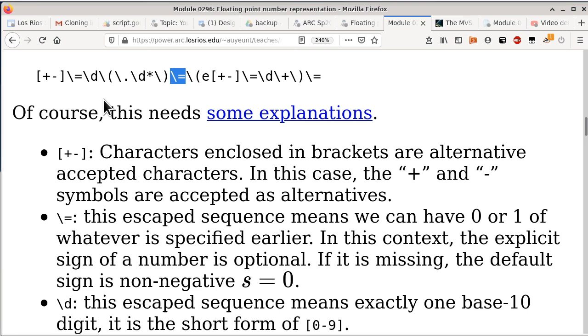That means you have to have a digit? Yes, this digit is mandatory. But this digit, and any number of this digit, has to follow the dot. But the entire thing, the dot and also all the digits to the right-hand side of the dot, is optional because of this backslash equal to. The backslash equal to applies to whatever is right before it, and that turns out to be this entire block.